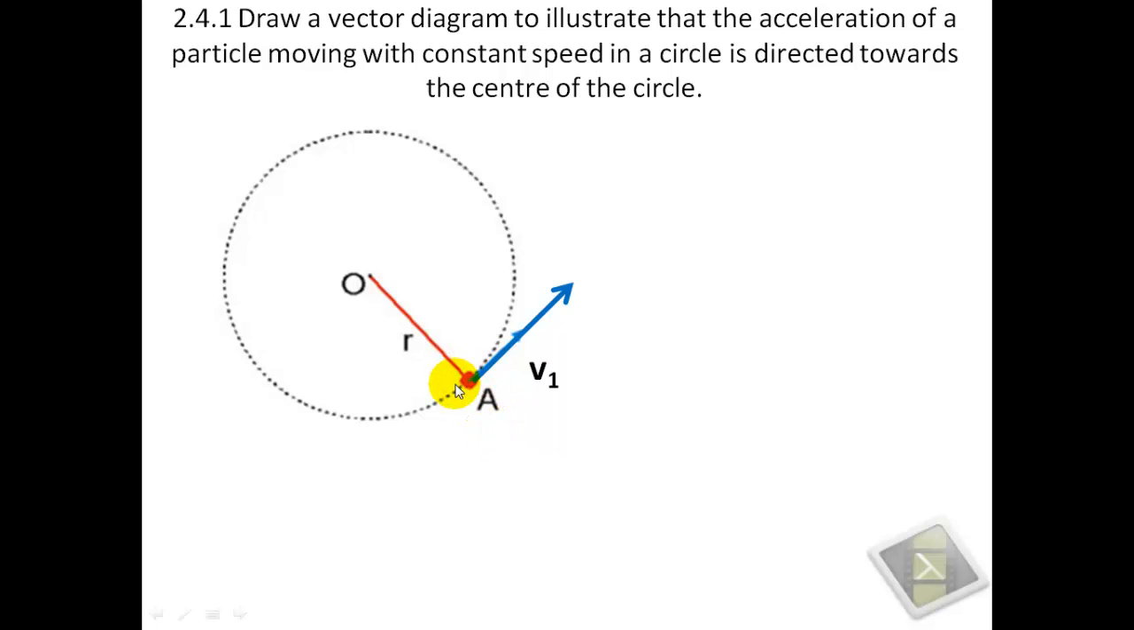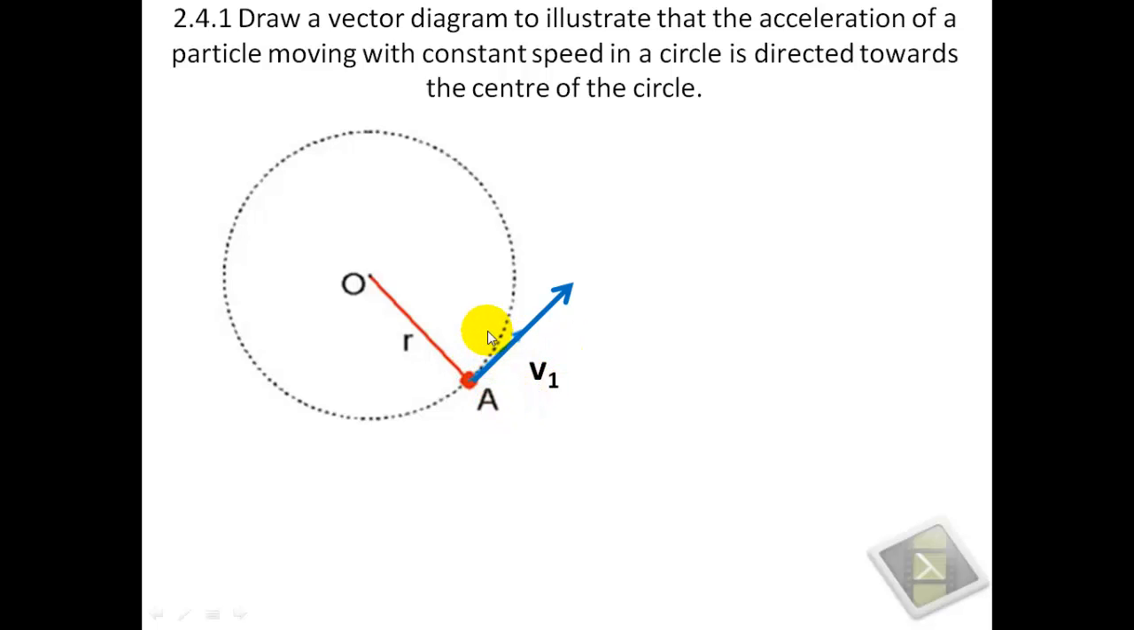Okay, I can tell you that at this point A, this object is moving tangentially, in other words, along the tangent to the circle, but it keeps on going in a circle. The only way that can happen is if there's a force at right angles pushing it towards the center of the circle at every point. And this force is normally provided by the tension of the string or the rope or whatever's keeping it from following the tangent away from the circle.